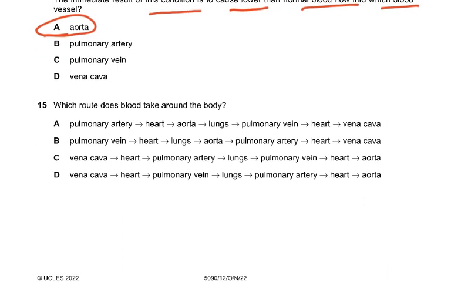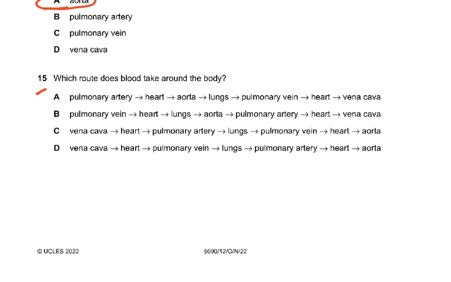Then question number 15. Which route does blood take around the body? Either you know it or you don't know it. You have to really know this chapter on the heart. So, vena cavas go to the heart, and then the pulmonary artery, then the lungs, and the pulmonary vein, and then back to the heart, and then the aorta. So the answer was C. The others are all incorrect. Some are wrong somewhere. I'm sure if you know it, you'll know how to do this question. It's not a very difficult question.